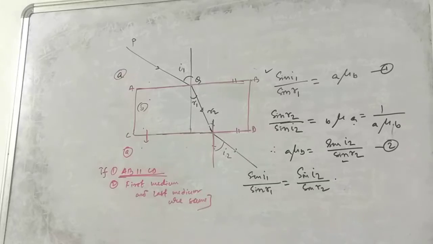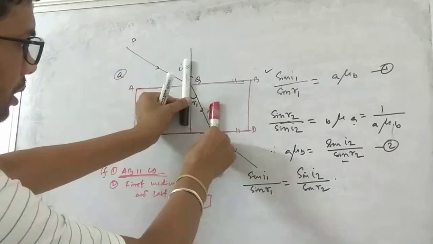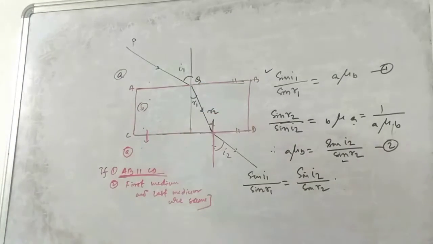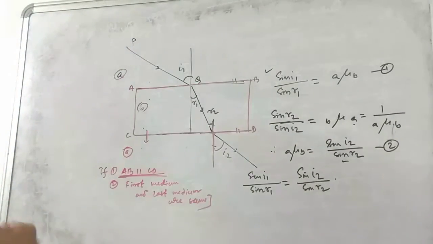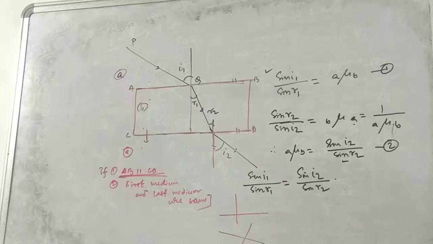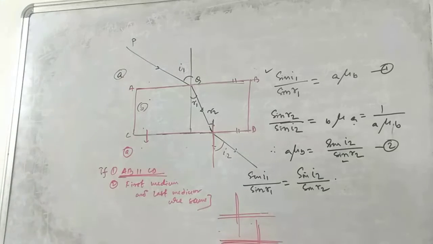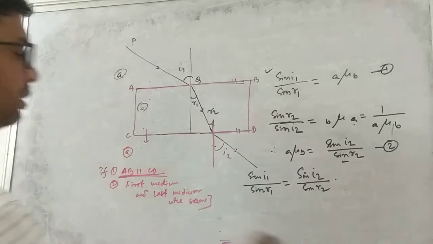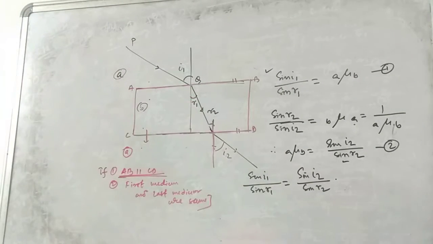If AB is parallel to CD, if these two surfaces are parallel, then their normals are also parallel. Then R1 and R2 become alternate angles, ekantar kon. If the surfaces were not parallel, the normals could never be parallel. Since AB and CD are parallel, these two normals are parallel, then these two angles are equal, and this is called alternate angles. So angles R1 and R2 are equal.